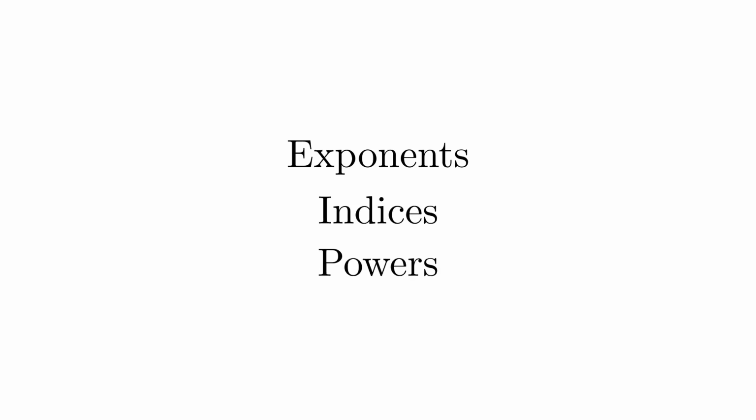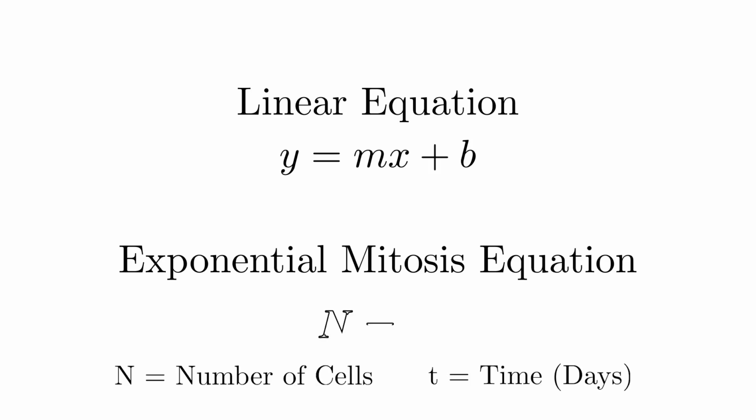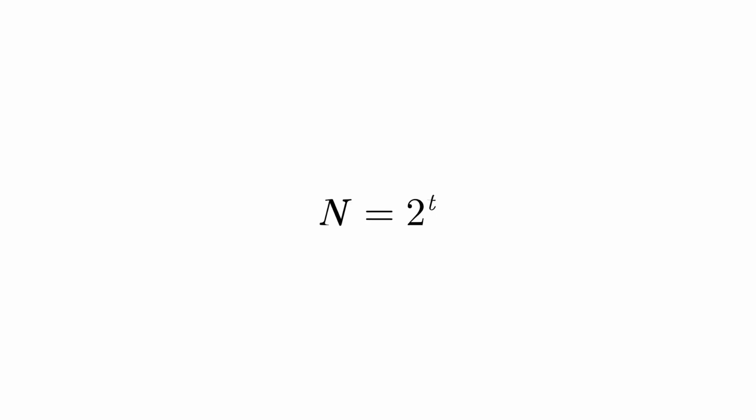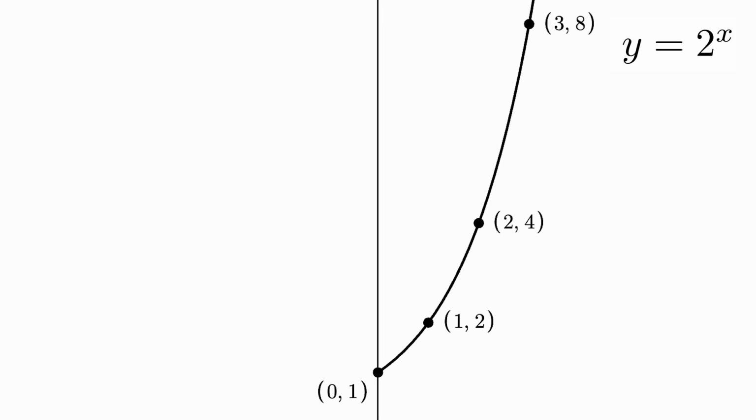This also allows us to create a formula just like our linear equation. For our cell scenario, we can say that the number of cells, n, is equal to 2 to the power of t, where t is equal to the time in days. Okay, instead of n's and t's, let's use x's and y's and graph it. At x equals 0, y equals 2 to the power of 0, which is 1. At x equals 1, y equals 2 to the power of 1, which is 2. This pattern doubles each time as x increases by 1, giving us this shape that describes an exponential curve.